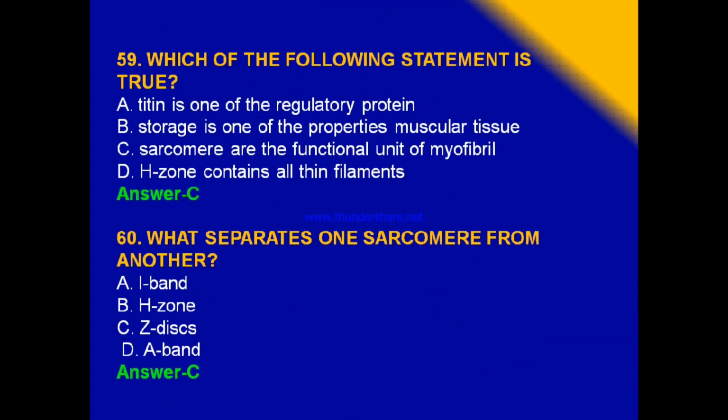Next, which of the following statements is true? Titin is one of the regulatory proteins. Storage is one of the properties of muscular tissue. Sarcomere is the functional unit of myofibril. Or H zone contains all thin filaments. So sarcomere is the functional unit of myofibril. This is the only true option. Next, what separates one sarcomere from another? I band, H zone, Z disc or A band? Only Z disc has the power to separate one sarcomere from another sarcomere.